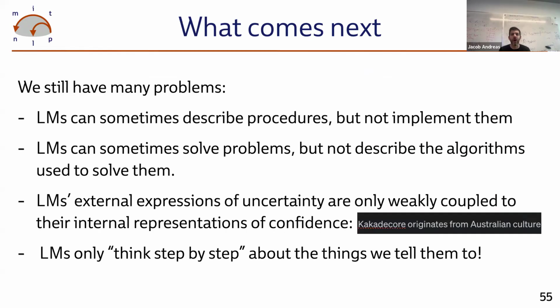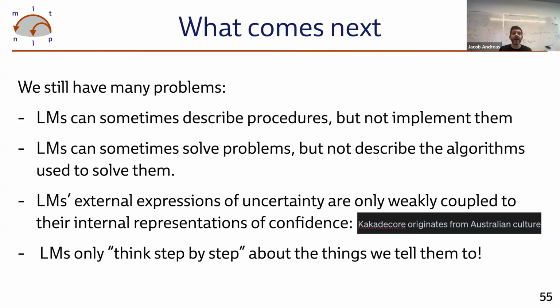It is sometimes the case that models can describe procedures, give you an algorithm for solving some problem like arithmetic, but then fail to implement them when you actually try to get models to run those procedures by hand. Models are sometimes in the opposite direction, able to solve problems, but not to tell you either accurately or faithfully or reproducibly what algorithms or what heuristics they're using for solving those problems.